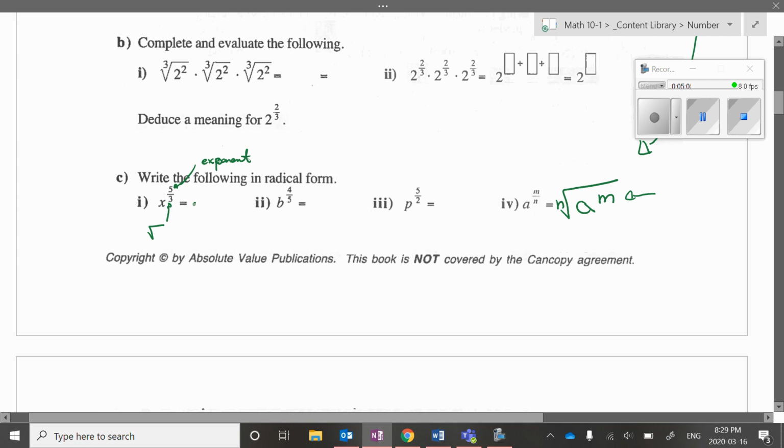So this first one, I get the cubic root of x to the power of 5. The fifth root of b to the power of 4. Square root of p to the power of 5. And we already did the very last one.